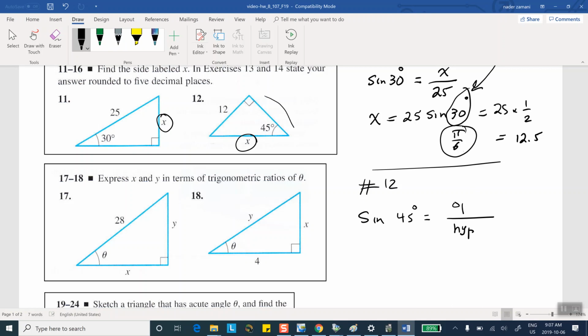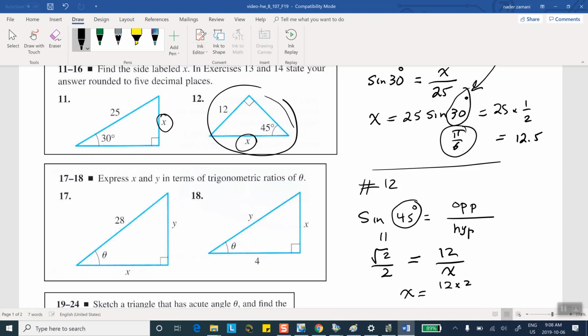Where is it? Oh yeah, right here. You're doing this problem, right? Opposite over hypotenuse. So we have this number. This number you should know by heart, √2/2, or you can put it in your calculator. And opposite is 12. Hypotenuse is what we do not know. So we have x equal to 12 times 2 over √2, okay? Or 24 over √2.